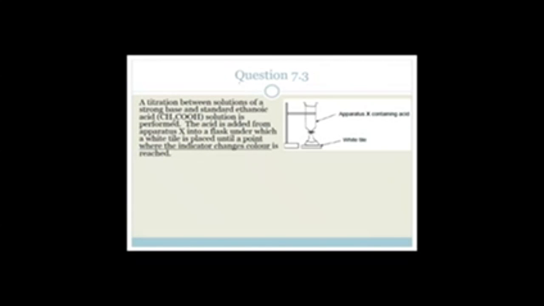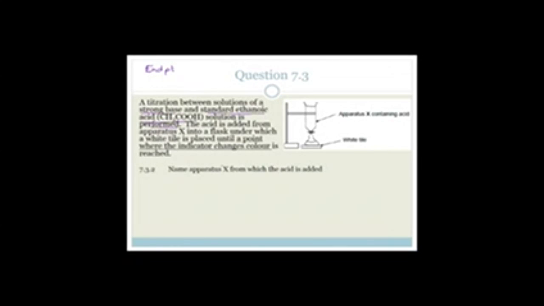Now it says titration between solutions of a strong base and a standard ethanoic acid solution is performed. The acid is added from apparatus X into a flask until the end point is reached. First, it says write down a term for the underlined phrase. The underlined phrase is the point where the indicator changes color, and this is called your end point. It's actually the point at which neutralization has occurred, and that is called the end point.